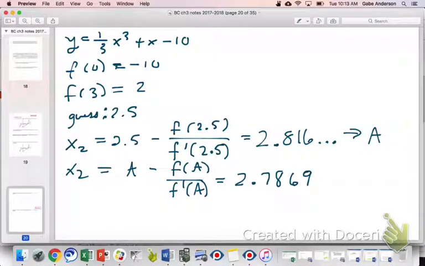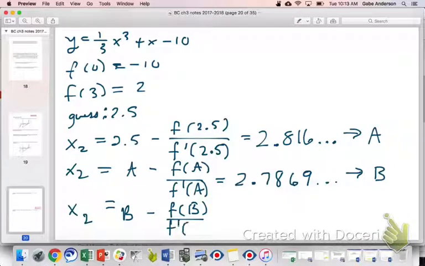2.7869. We store that as a different value, maybe b. And then finally we get to our final step. Oops, that should be x2. There we go: b minus f of b all over f prime of b. And that's where we got the final answer.